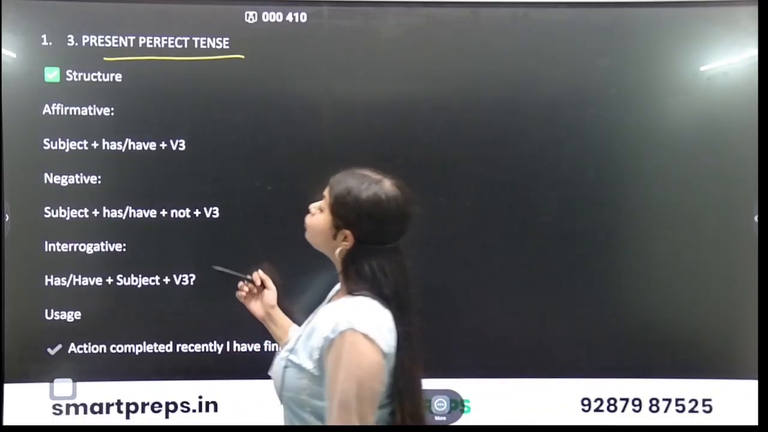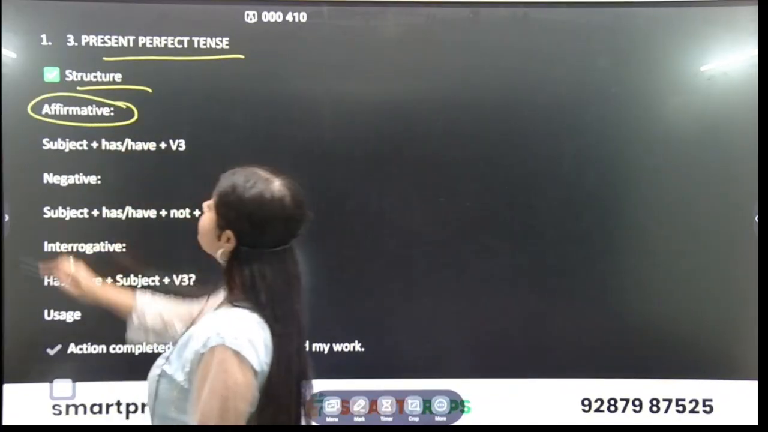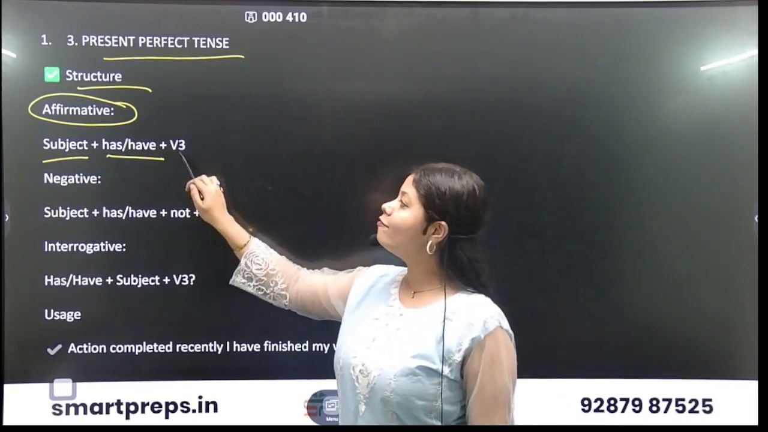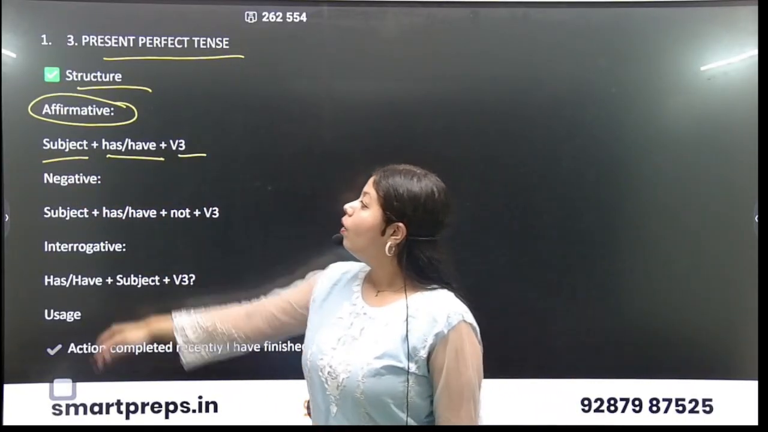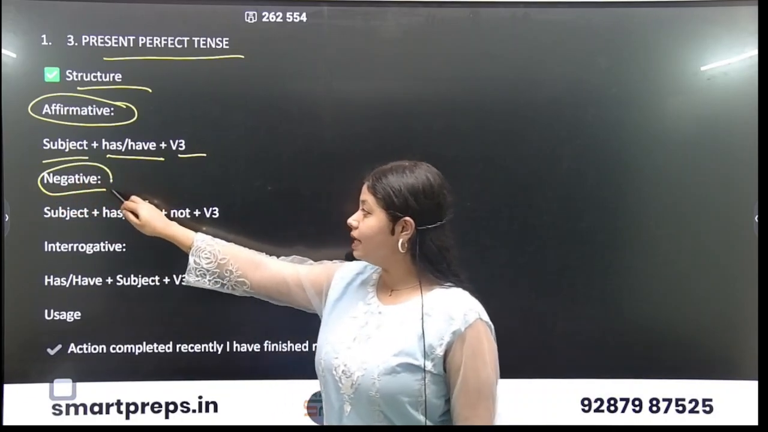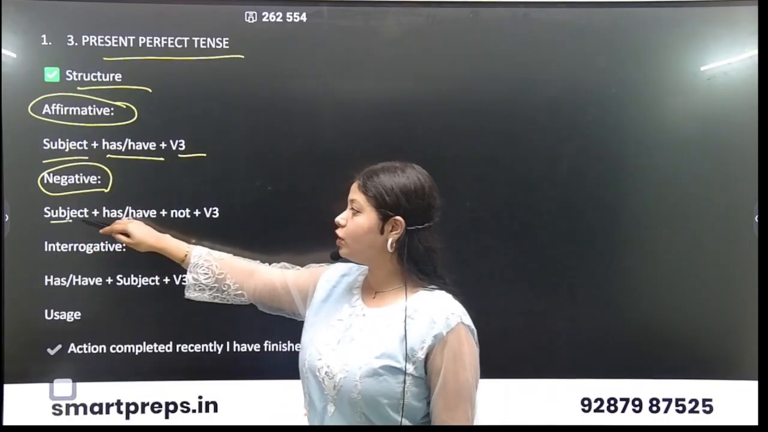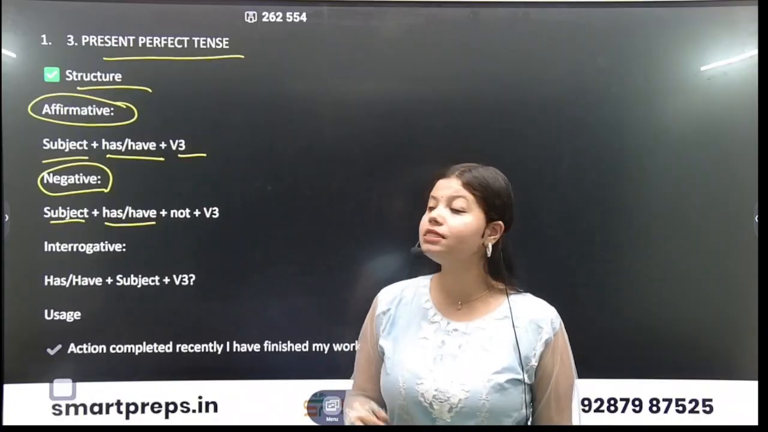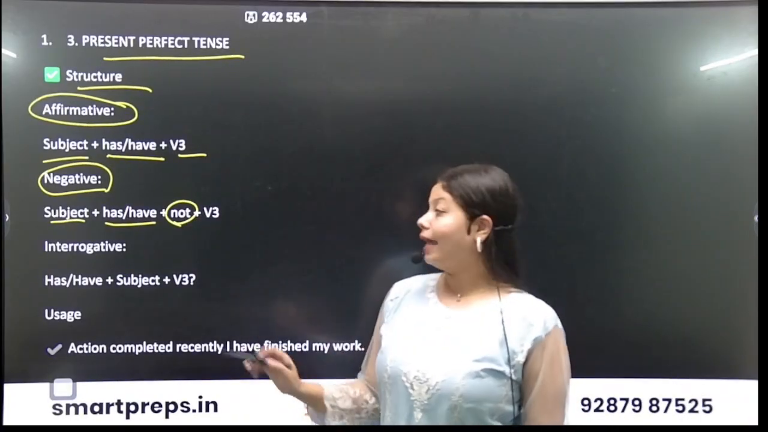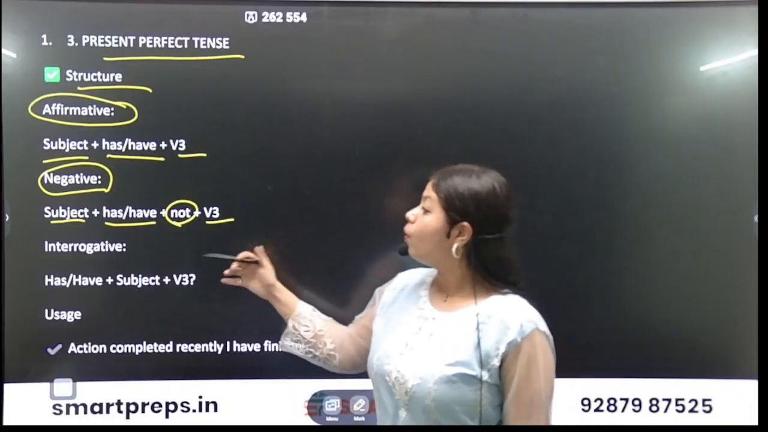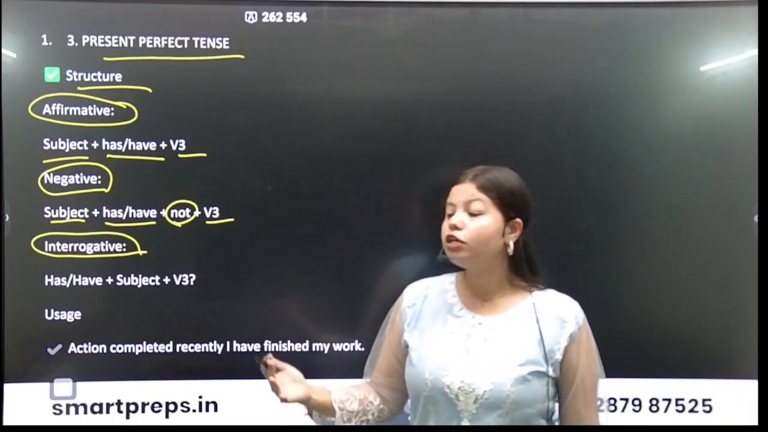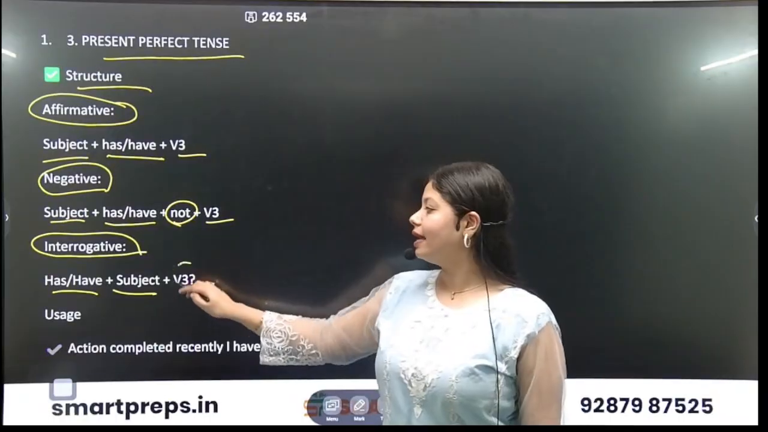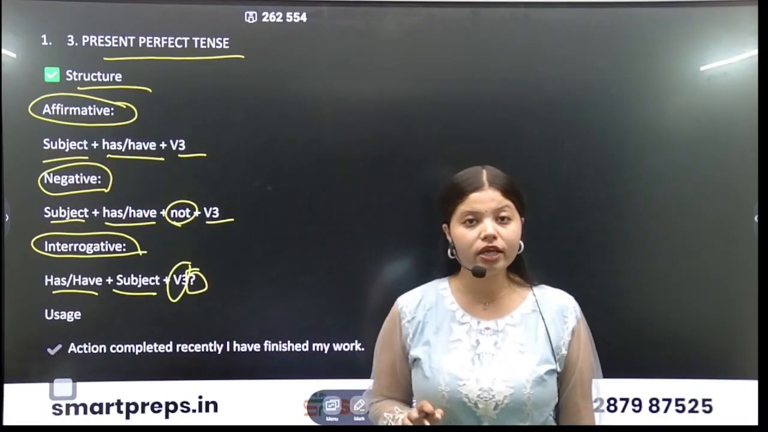Okay, now what is the structure? When we talk about the affirmative sentence, the positive sentence, the subject will be placed in the beginning, then has or have plus the verb. Now negative: when the structure is negative, then same as positive, the subject will be at the first place, then the same has or have. Now since it's a negative sentence, we'll be using what? Not, and then the verb. Okay, now when the sentence is interrogative, when we are questioning, we will put has or have before the subject. Yes, then the subject and then the verb, along with what? Along with the question mark, because we are questioning.